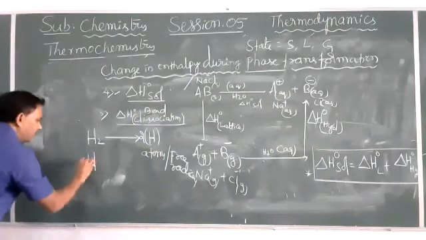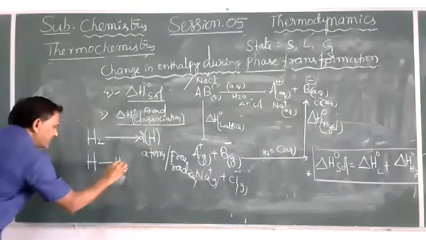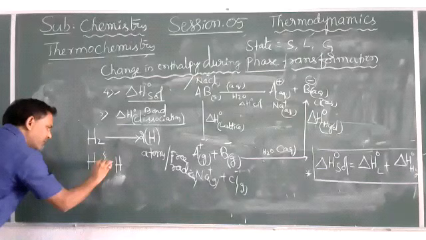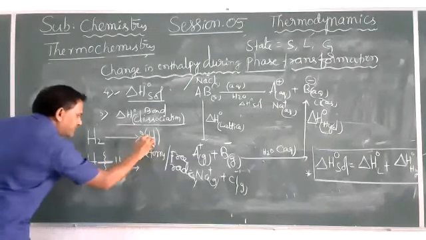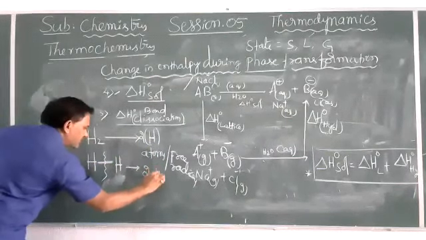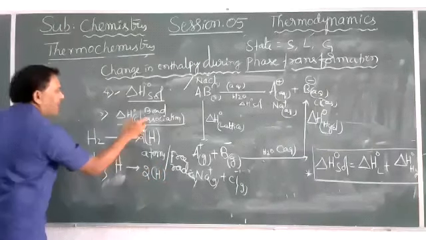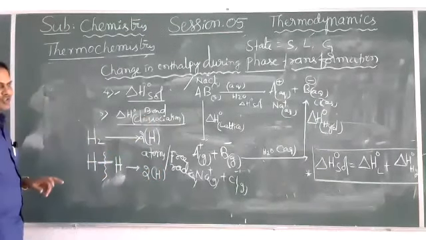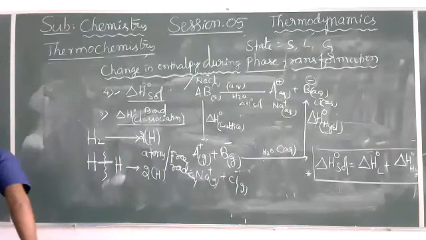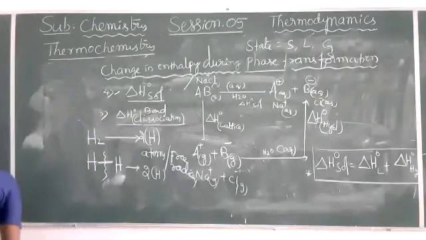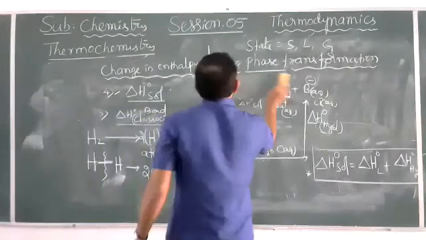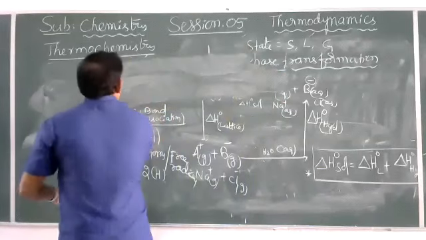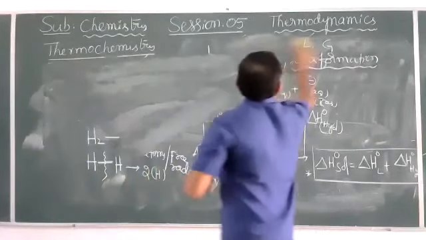Now here in hydrogen there is a covalent bond. To break the covalent bond, some amount of energy is required to convert it into its respective atoms. That is called bond dissociation energy. But there is a lot of variation between bond dissociation energy and bond enthalpy. I'll explain bond dissociation and bond enthalpies.